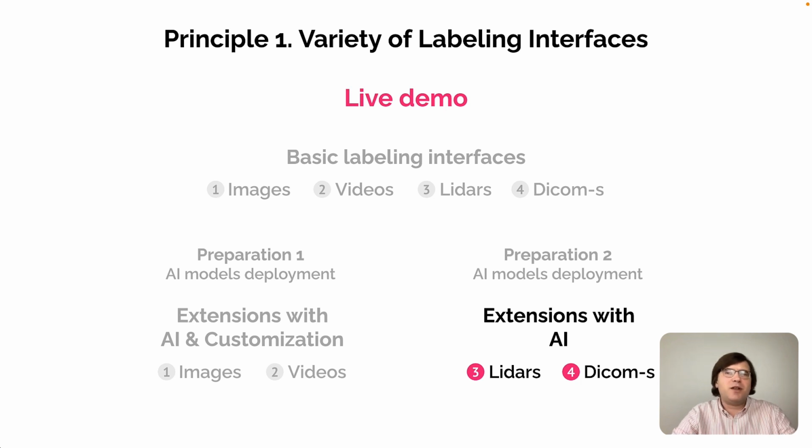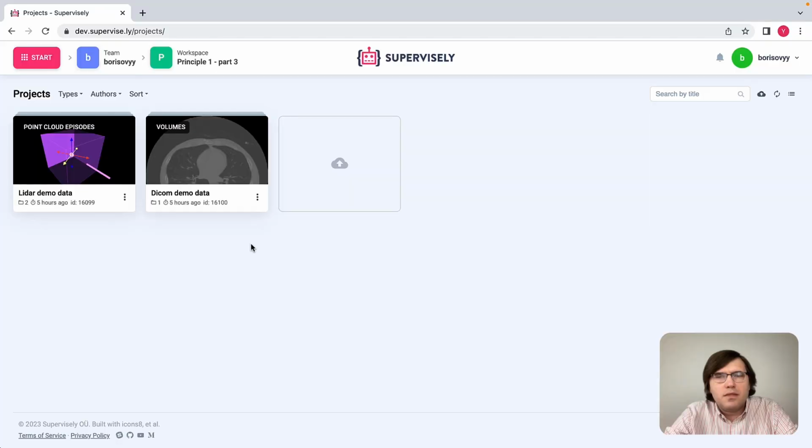We have run several apps and deployed AI models. Now let me show you how we can use these apps and these models to solve several labeling tasks on LiDAR and DICOM data. Let me start with linear interpolation on point cloud data.